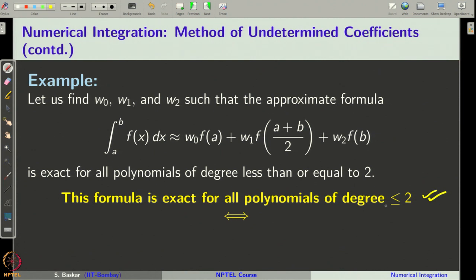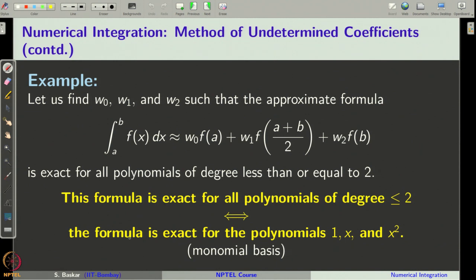And you can clearly see that this condition is equivalent to the condition that the formula is exact for the polynomials which are coming from the monomial basis of the space of all polynomials of degree less than or equal to 2. Remember, the set of all polynomials of degree less than or equal to 2 forms a vector space, and the functions 1, x, x square will form a basis for this vector space. In general, if this is some n, then the set of all polynomials of degree less than or equal to n will form a vector space, and the set of functions 1, x, x square up to x n will form a basis for this vector space, and this basis is called the monomial basis.